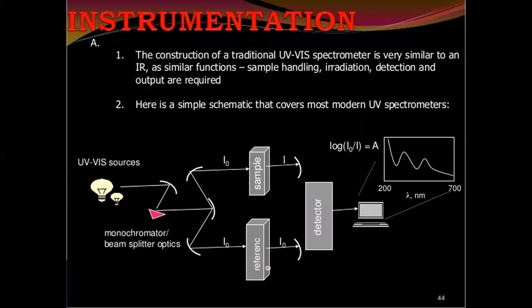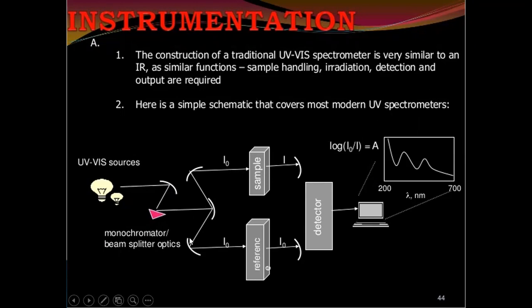In the instrumentation part, the construction of the traditional UV-visible spectrometer is almost similar to that of IR and has similar functioning: sample handling, radiation detection, output. It's all the same. Here is a simple schematic diagram of the modern UV spectrometer. Here you have this bulb, which gives ordinary light, and when it passes through the splitter and monochromator, you get monochromatic light.